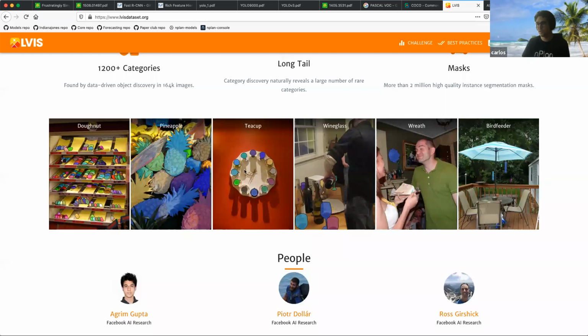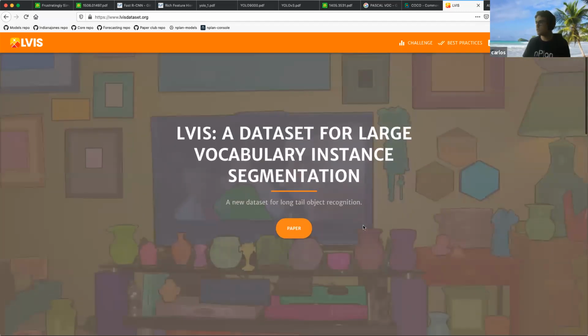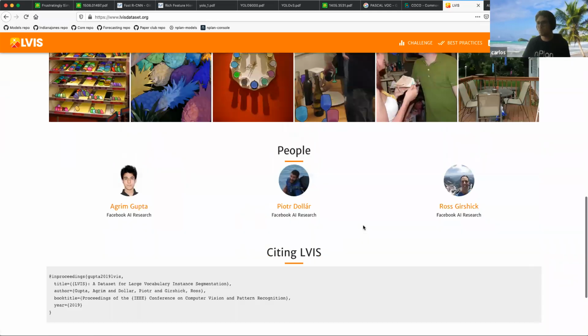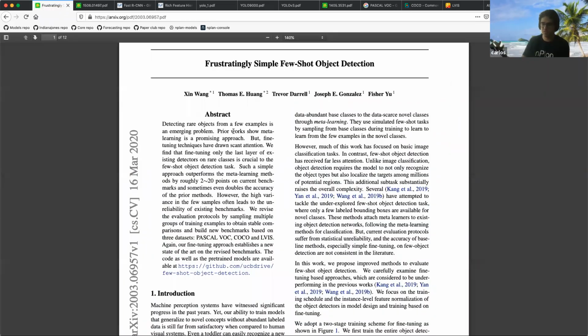segmentation. So this data set called LVIS, which is by Facebook, I think. Yes, by Facebook AI Research. They have 160,000 images, and some of the objects only have 10 instances in a 160,000 image dataset. So you can imagine how hard it would be for a machine learning model to learn from that.